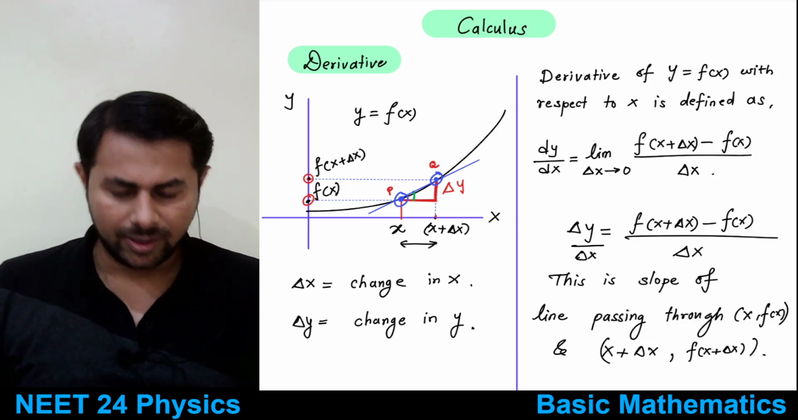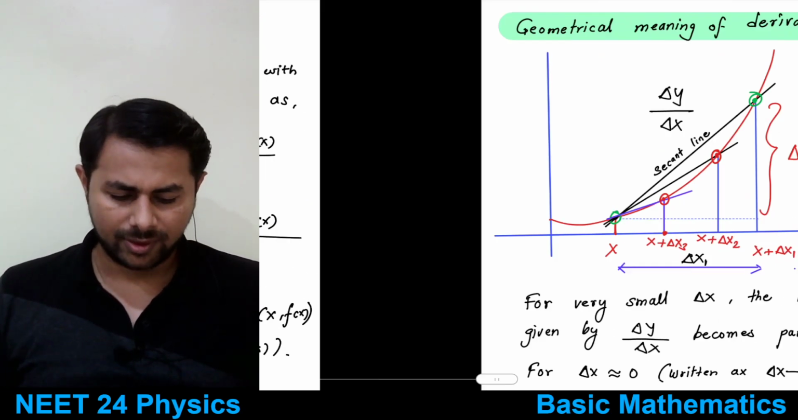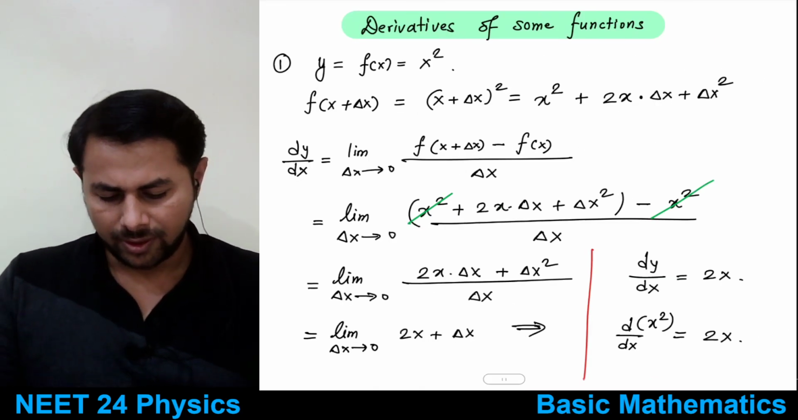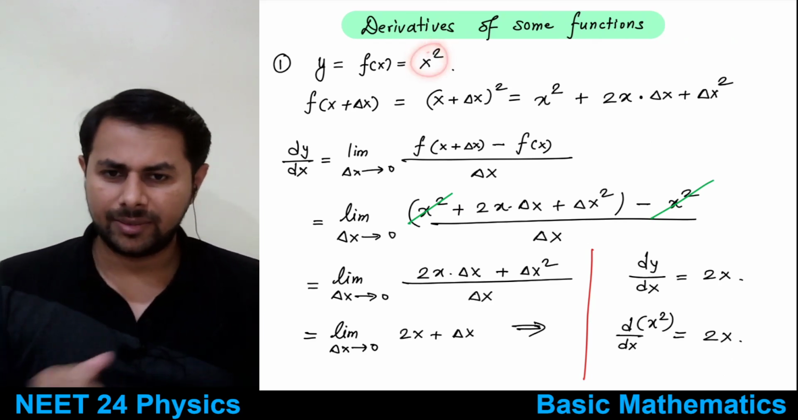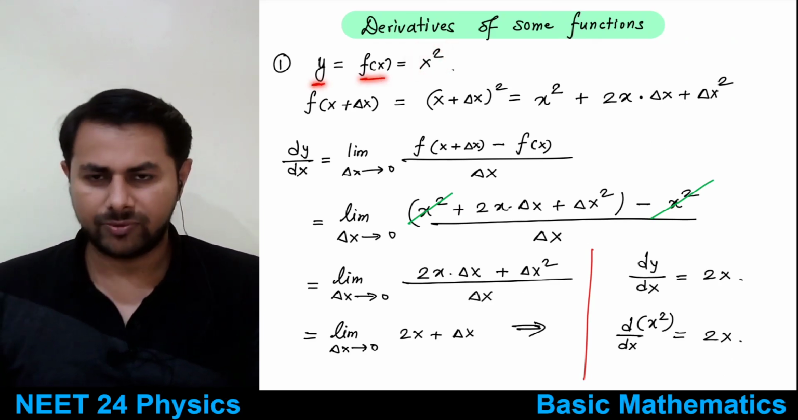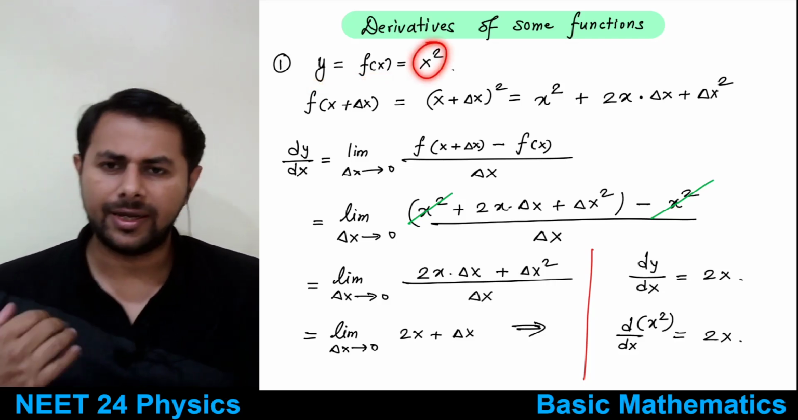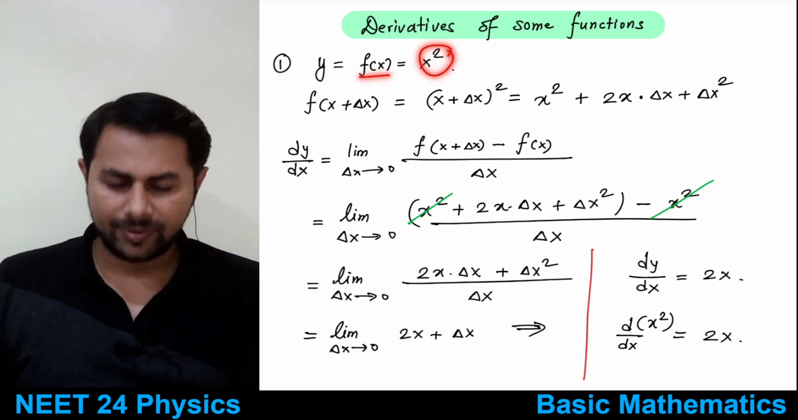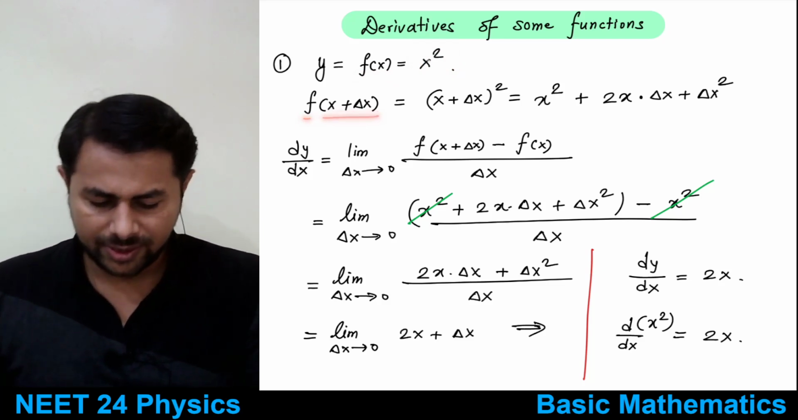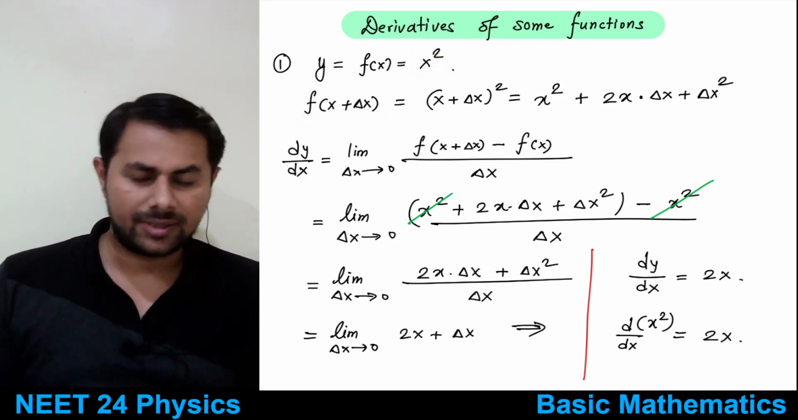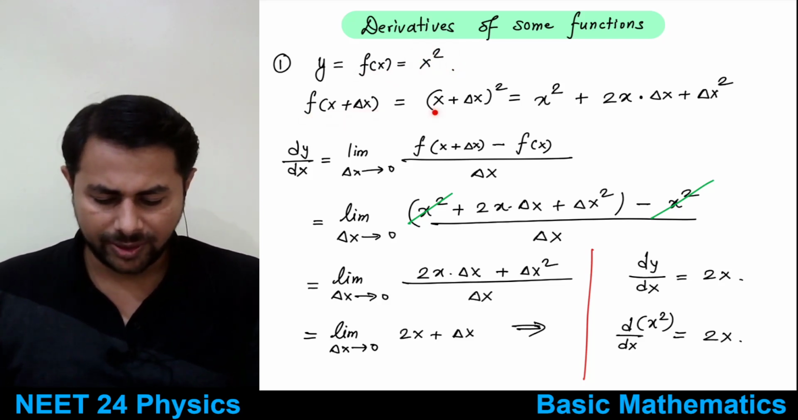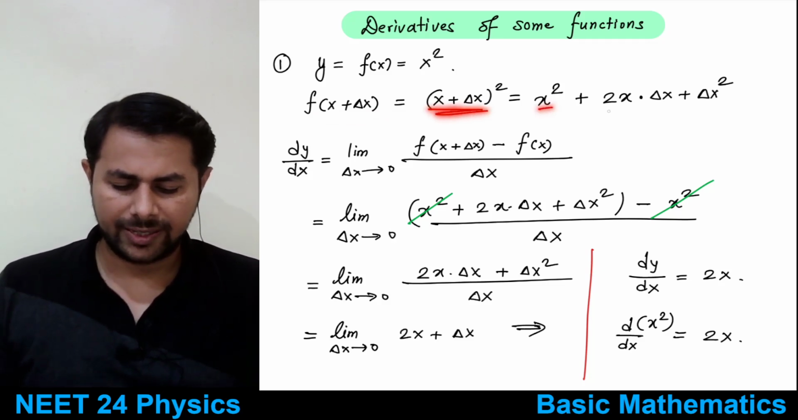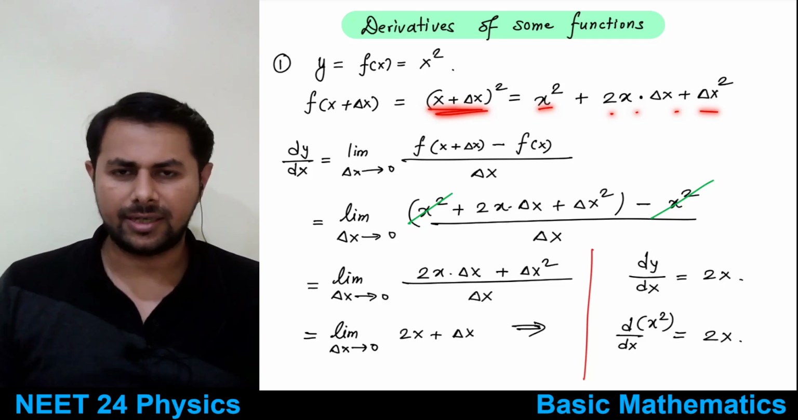Okay, very good. So now we can take some examples based upon this. This is the geometric meaning of derivative. So how do we apply it in practice? Suppose y is equal to f of x, and we are taking the function x square. So f of x is x square. What will be f of x plus delta x? Just change the variable x to x plus delta x. Then f of x plus delta x becomes (x plus delta x) square. Right? So you can expand that, it becomes x square plus 2 times x delta x plus delta x square.